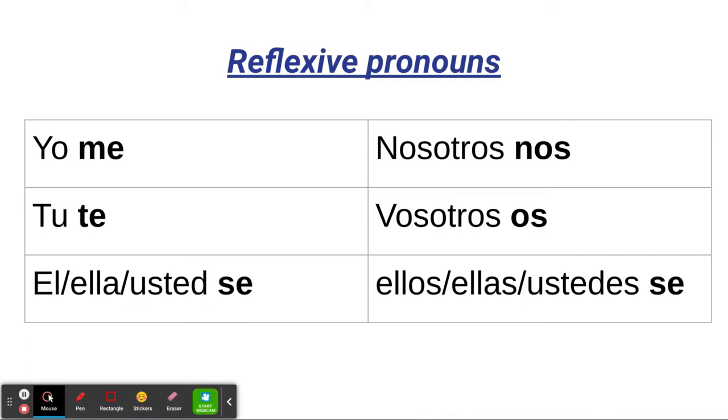If you are included in it, it's going to be nos, vosotros, which we usually don't use in our studies, but we know that it is there. And ellos, ellas, ustedes, se repeat. So at this point, we know that there are 5 different reflexive pronouns and that the most common ones are me, te, se, and nos.